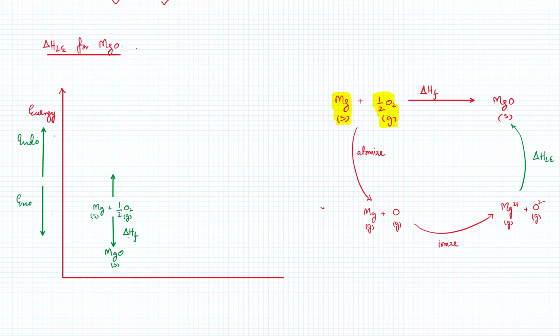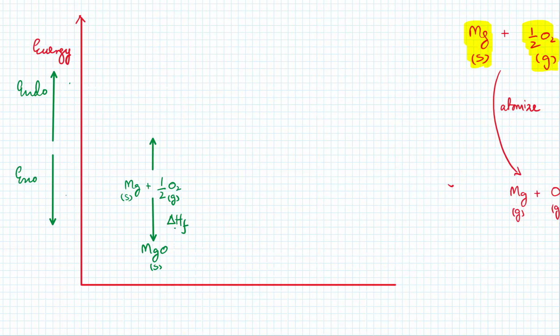First thing is I'm going to atomize magnesium. So this will be the enthalpy change of atomization of Mg. Delta H atomization of Mg. So Mg turns into gaseous atoms. And I don't do anything to oxygen. So the half O2 remains as it is. Nothing happens to it.